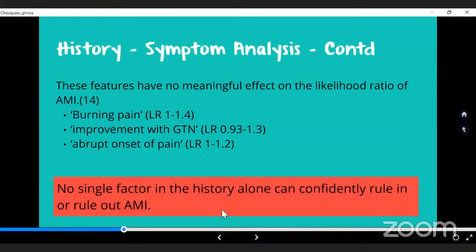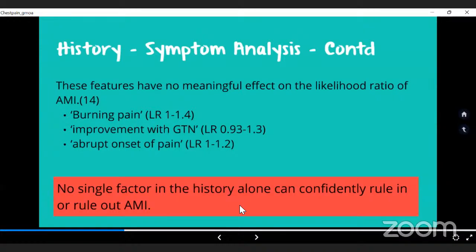But the take-home message today is that no single factor in the history alone can confidently rule in or rule out acute myocardial infarction. You have to be very careful. You have to be very careful before asking the patient, is this a pain that hurts when touched? Never ask that, because that patient can have an acute myocardial infarction, so none of the historical features can confidently rule in or rule out acute myocardial infarction.